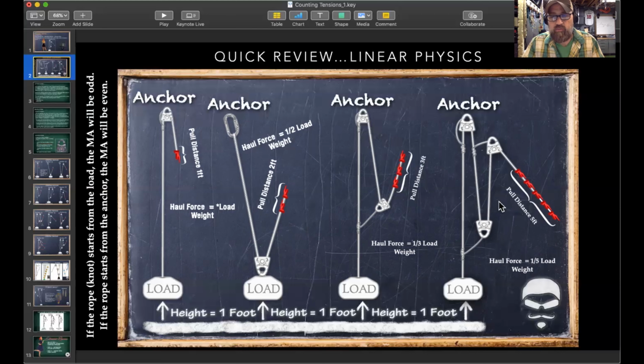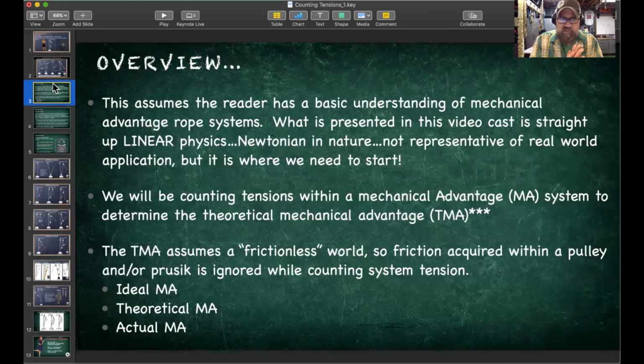So we'll get into counting tensions of why this is even a 5-to-1, that's a 3-to-1, 2-to-1, obviously, and a 1-to-1. But just understand that this is linear, and when we're talking about it, we are not talking about friction or anything else in there, and we'll give you some of the background into that. So this assumes that whoever's listening to this has a basic understanding of mechanical advantage rope systems. What is presented in this video cast is straight up linear physics, so it's Newtonian in nature, not representative of the real world application, but this is where we need to start. So when we get into building in efficiencies, we're going to start it off the same way, except we're going to start adding in things like friction to be able to understand what our true mechanical advantage actually is.